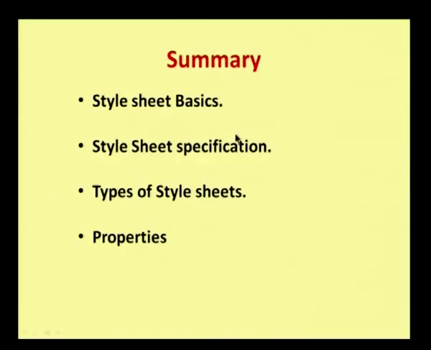Let us summarize this session. What have we seen? We have seen style sheet basics, what is meant by cascading style sheets, and style sheet specification, which has two parts, the selector and the property with its value, and types of style sheets. The three types of style sheets we have seen are inline, embedded and internal, and properties like font and text.